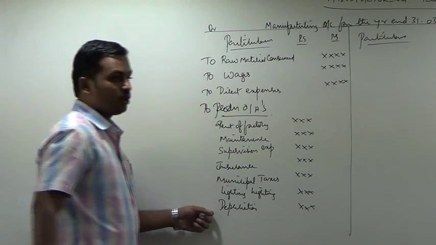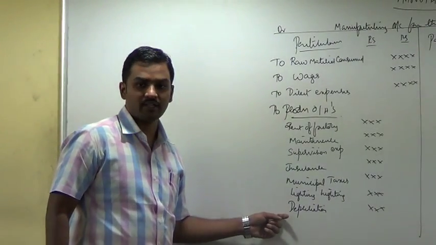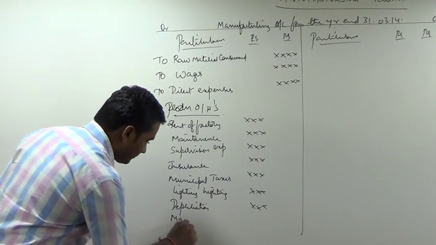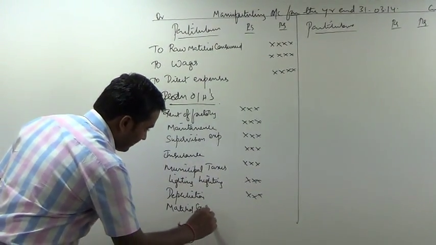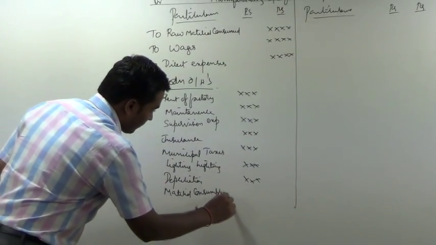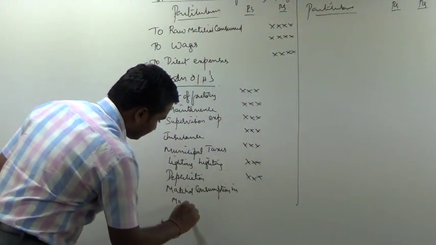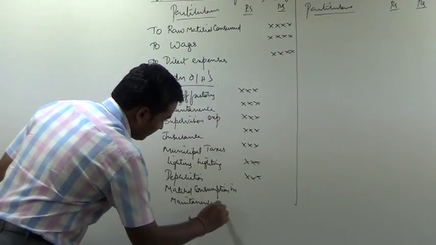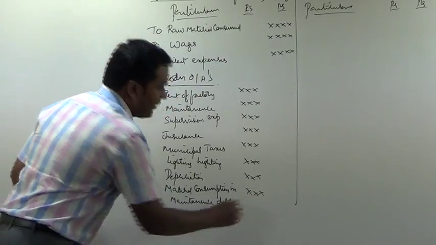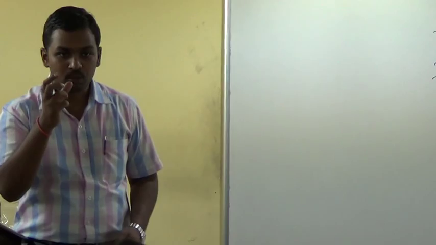Depreciation. Depreciation includes both: depreciation on building, and depreciation on equipment, factory equipment. Material consumption in maintenance department. See, the maintenance department also will consume a lot of material: lubricating oil, nuts, bolts, cotton waste. They are going to consume some material. That is shown as part of production overheads. It is not shown as part of direct raw material consumed. Okay.